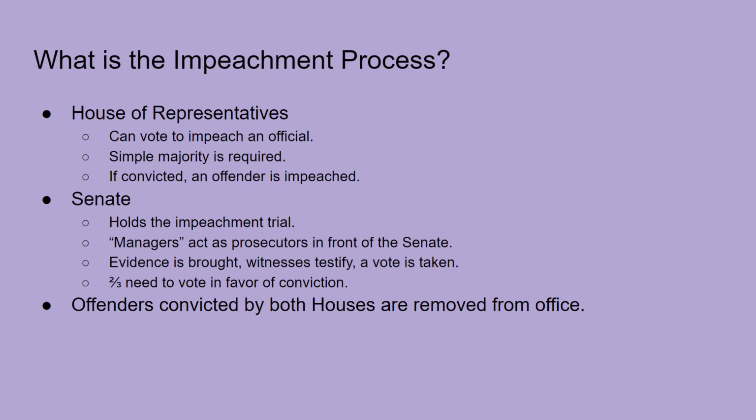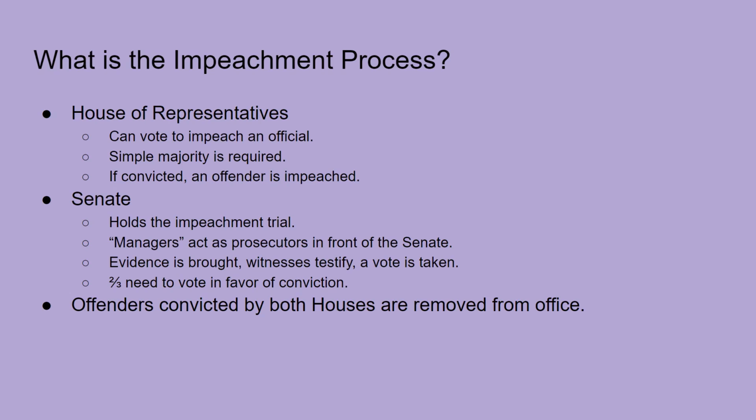The impeachment process starts in the U.S. House of Representatives. The House of Representatives can vote to impeach an official. A simple majority is required, meaning one vote more than half of the House of Representatives is required to pass. So 50% plus one vote impeaches an offender. And this can be for more than just presidents. Most impeached officials in U.S. history have been judges, actually.